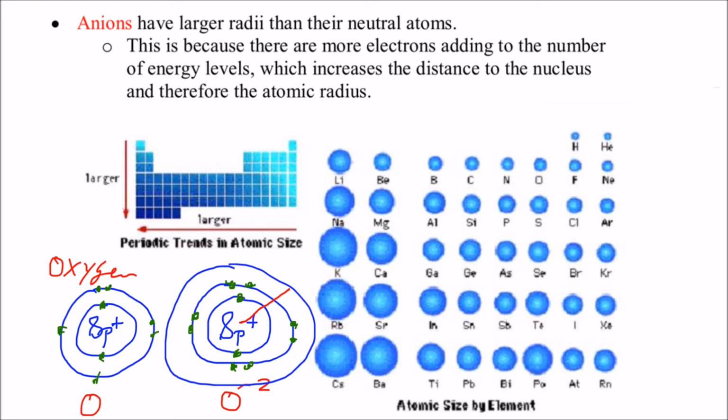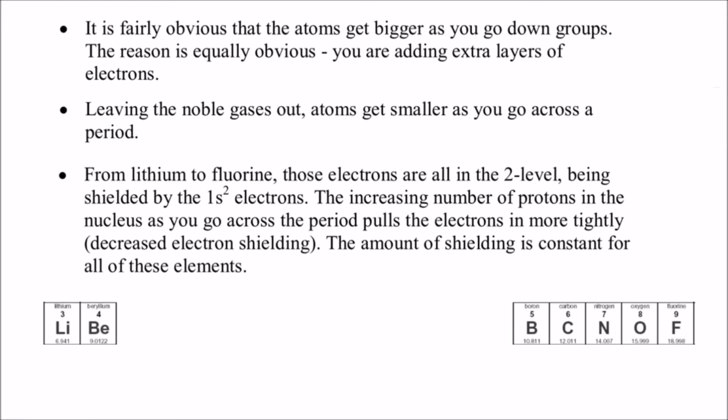So here we have a pictorial representation of the sizes of the atoms as you move across the periodic table. We get larger as we move in this direction, just like our other diagram showed you. And so the biggest elements are going to be down here in this bottom left-hand corner. Okay, so you get bigger as you go down in the groups, and the reason for that is because you're adding extra layers of electrons. We do not include noble gases in that because they don't really react with anything.